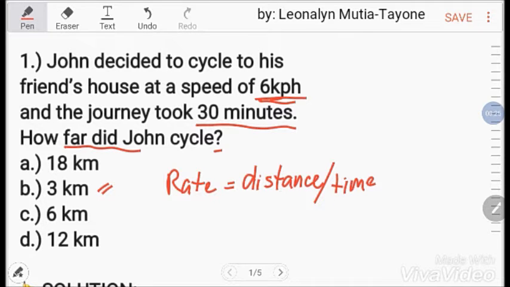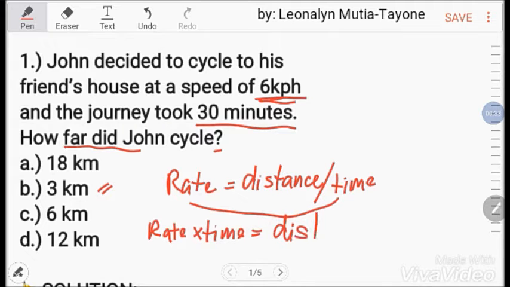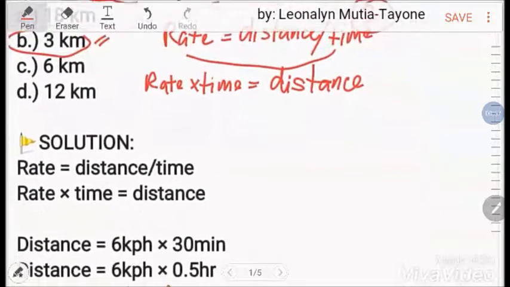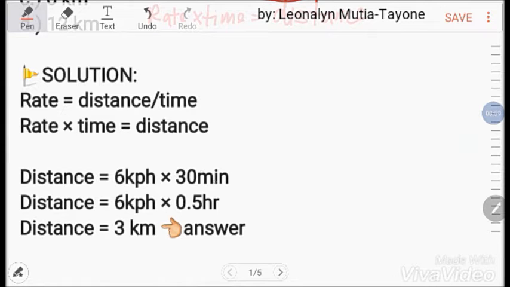So, itong time na to, i-transpose natin, and that will be rate times time equals distance. So, kung distance equals r times t, ang rate natin ay 6 times 30 minutes, pero per hour ito. So, bali si 6 times, gawin nating hour yan, that is 0.5. So, ang distance is 3. Yan yung answer. At ito yung detalyado nating solution.